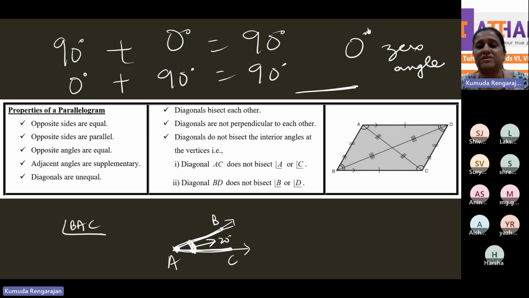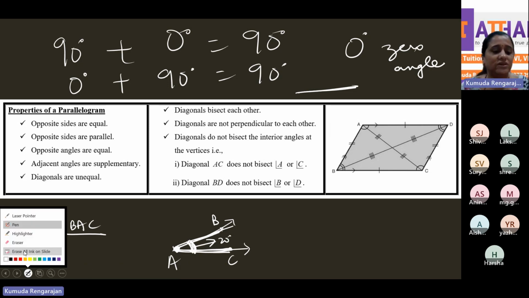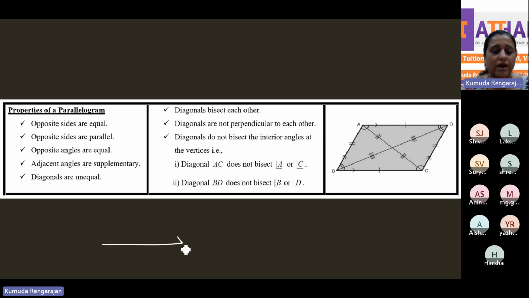You can see the arms distinctly. You can make out the arms separately. AC is one arm, AB is the other arm. But when it's a 0 angle, the two arms will coincide. So maybe A, B, C, B, C. Angle ABC, but the arms of the angle coincide. That's when it is 0 degrees, and it's called a 0 angle.